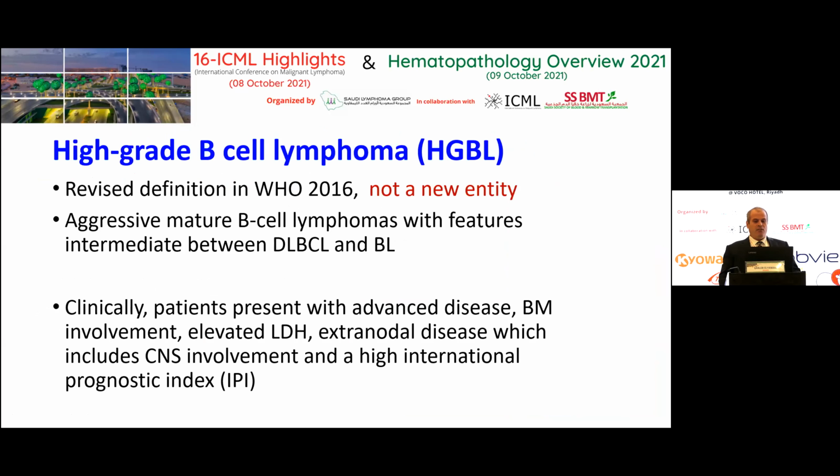Again, high-grade B-cell lymphoma is not a new entity. It is a revised entity in the new blue book. Again, it is aggressive. The patient clinically usually presents with advanced disease, stage 4, bone marrow usually involved, elevated LDH, usually extranodal presentation, including CNS, and a high international prognostic index. So this is why the clinician feels bad when the pathologist tells him your patient has high-grade B-cell lymphoma.